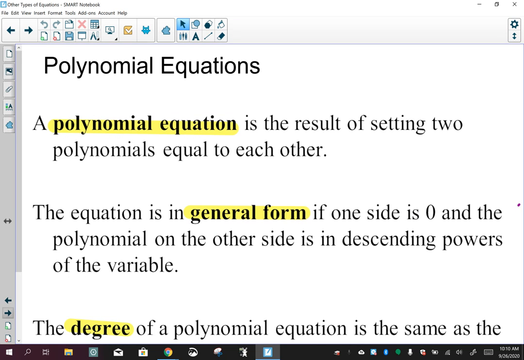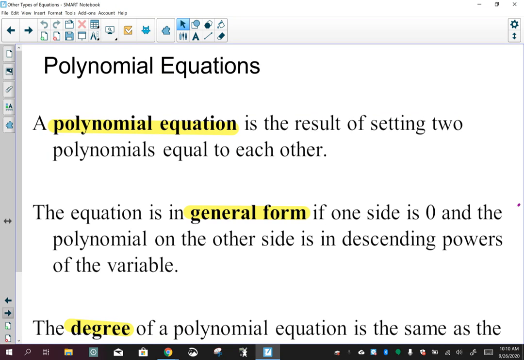Polynomial equations. When we're doing this, a polynomial equation is basically anything that's not over something else, like in a fraction form or in a radical form or anything like that. Polynomial is where you have, like, x to the fifth minus x to the fourth plus 7x squared minus 3. Those are types of polynomial equations. So that's what we're talking about when we're talking about polynomial equations. The result of a polynomial equation is when you set two polynomials equal to each other.